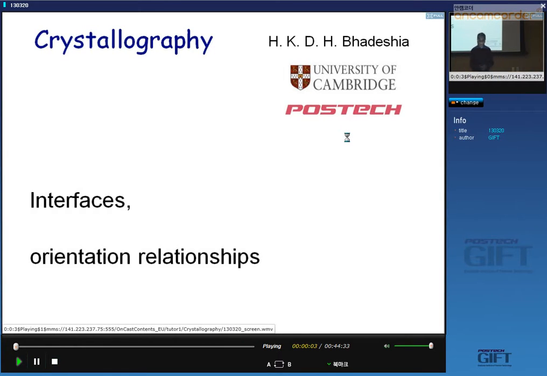Okay, it's time to start. Today I'm going to talk about interfaces, which means the boundaries between crystals. So let me begin with a question. Supposing you looked at a boundary in a transmission electron microscope, what would you see? What would you expect to see if you looked at a boundary in a transmission electron microscope?